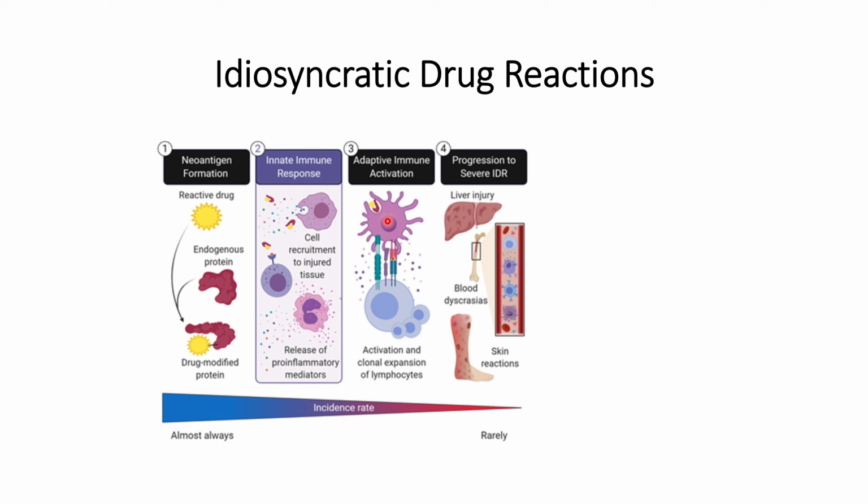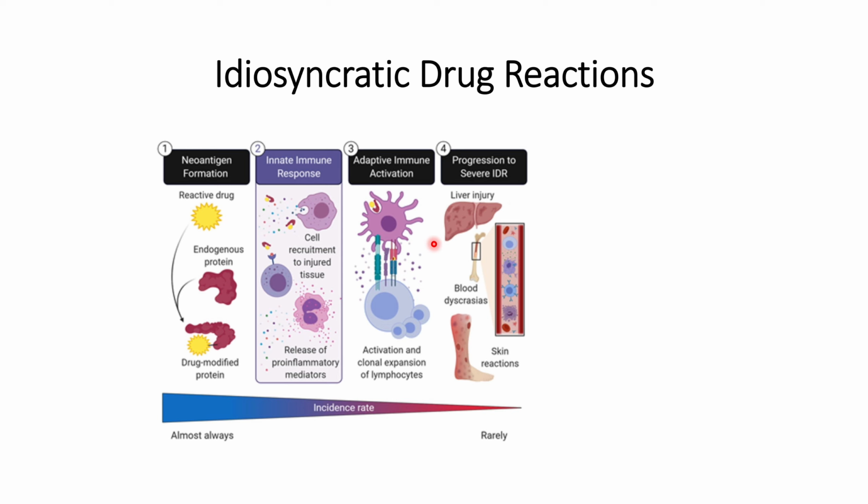What happens is that the dendritic cells take up the drug modified proteins or the drug, and then transfer this antigen information to the lymphocytes with the help of two kinds of signals that are necessary. One will present the antigen, and the second will help the activation of the lymphocytes, so that they can produce antibodies against the antigen that has been provided by the mature dendritic cell. Fourth one is the progression towards severe IDR.